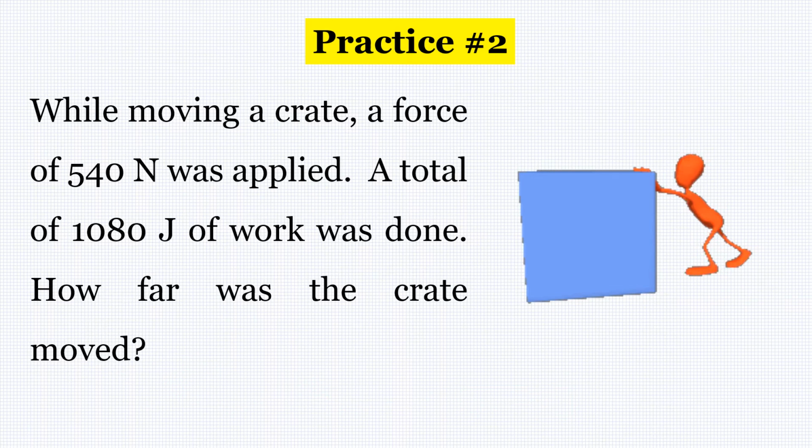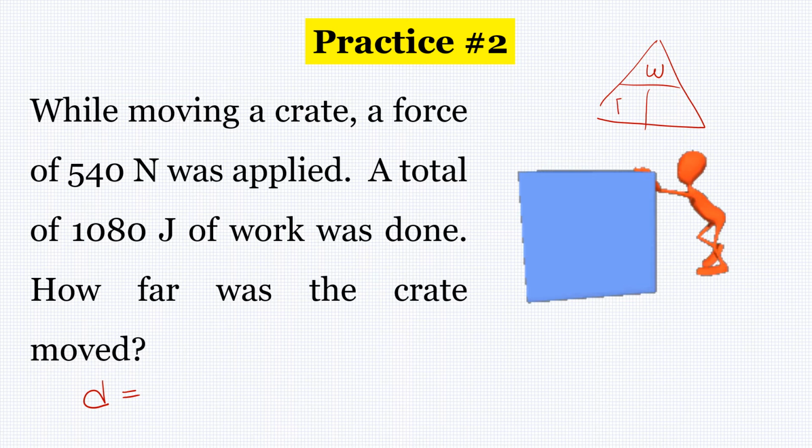In this example, we're moving a crate. So when moving a crate, a force of 540 newtons was applied. A total of 1,080 joules of work was done. How far was the crate moved? So in this case, we're going to rearrange our work formula. So we've got our triangle here, and you should have gotten this on one of the previous slides, but we do have a triangle here.